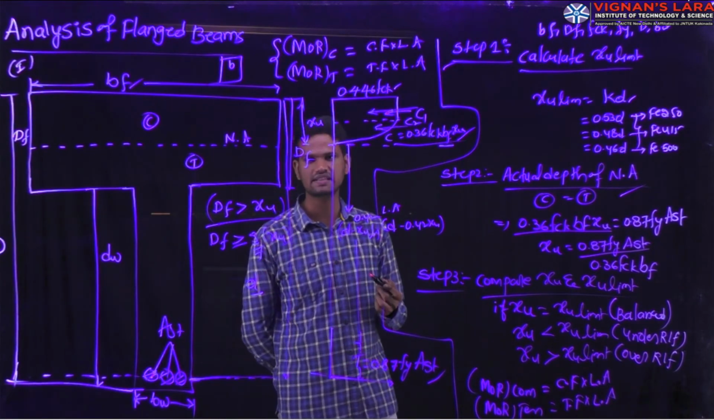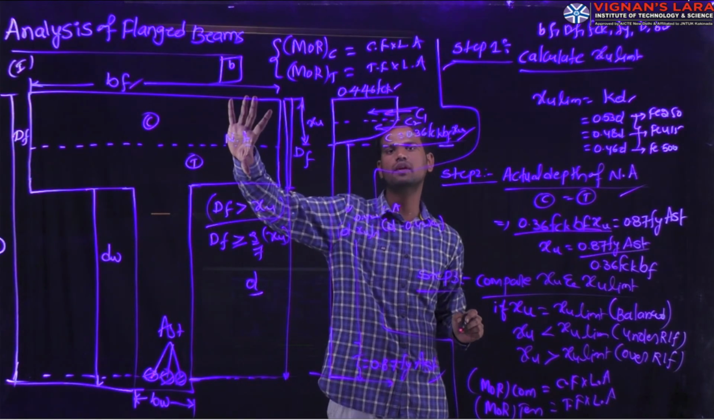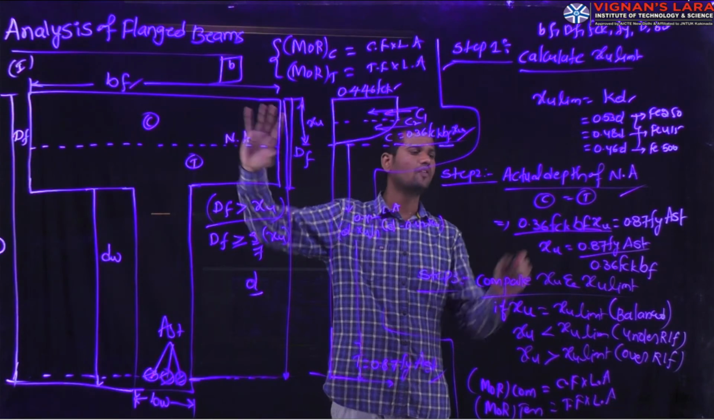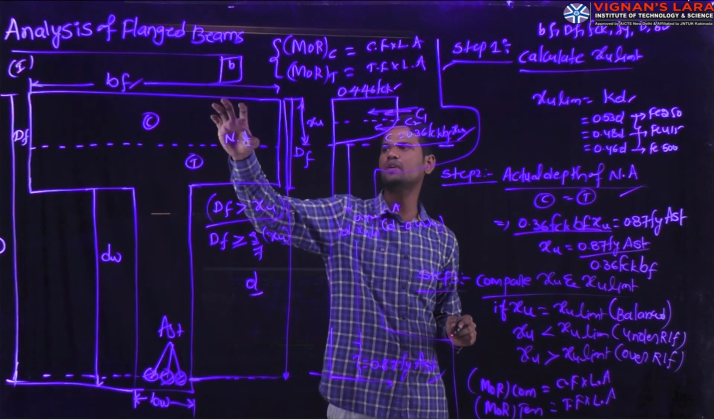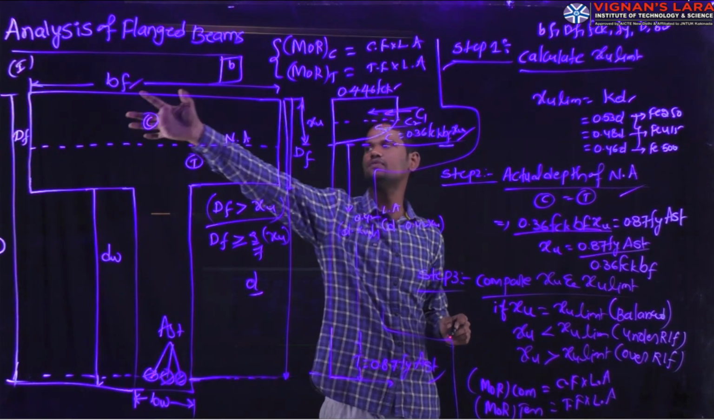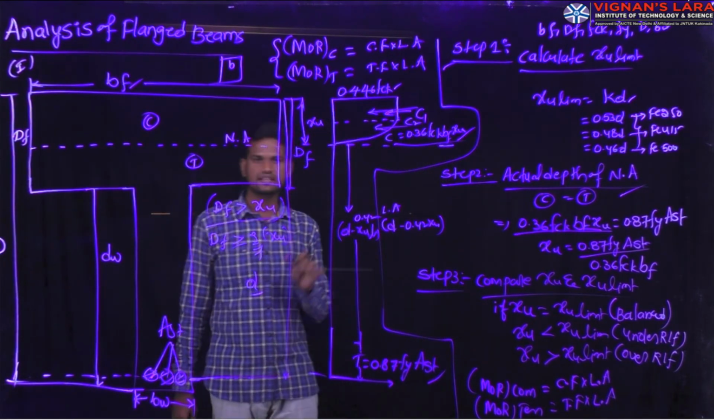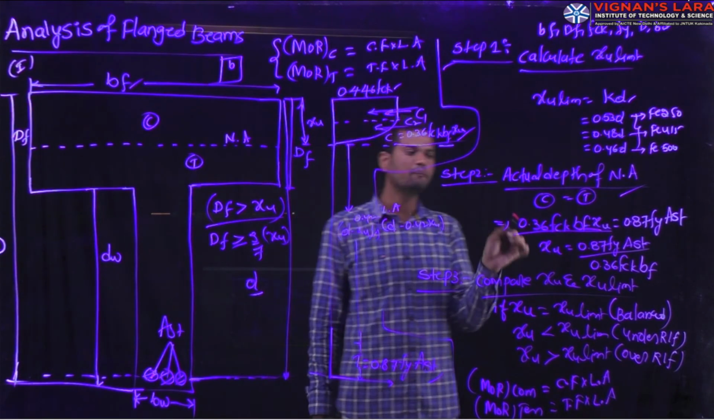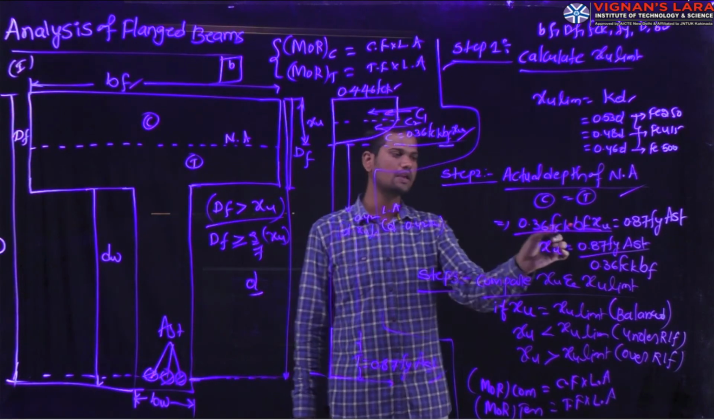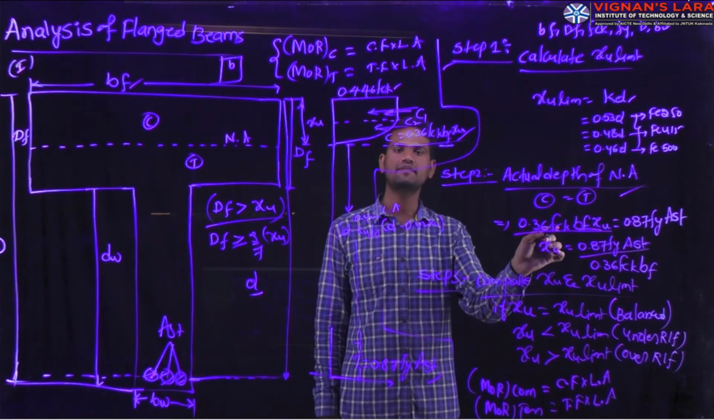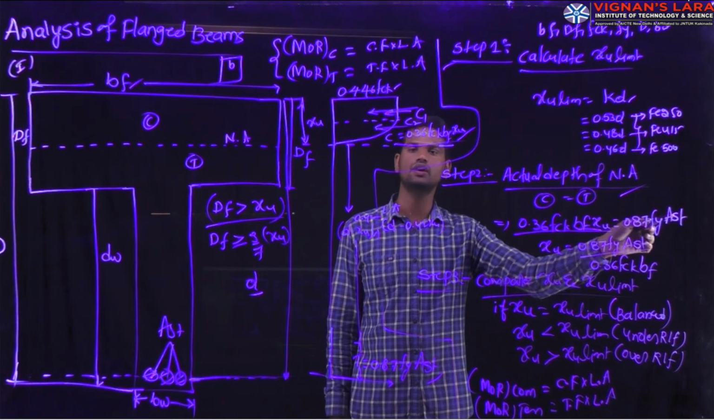Force is nothing but stress into area, where bf into Xu is the area, as for the rectangular beam. For our particular condition, for the area of the beam we take the neutral axis depth as well as the width of the flange. The only thing is that the same discussion as for the singly reinforced beam design applies here, but instead of b we take the width of the flange, bf. That is 0.36 fck bf Xu equals 0.87 Fy Ast.